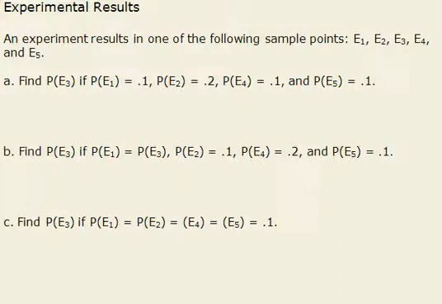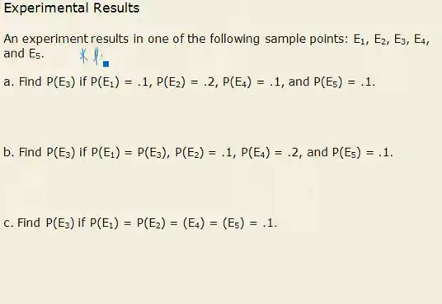An experiment results in one of the following sample points, E1, E2, E3, E4, and E5. And we're supposed to find probabilities of these certain results happening. Now this might look harder than it truly is. Each of these results, E1, E2, E3, E4, and E5, are simply sample points in this experiment. So we have 5 sample points. And the key thing to remember is that probabilities must add to 1.